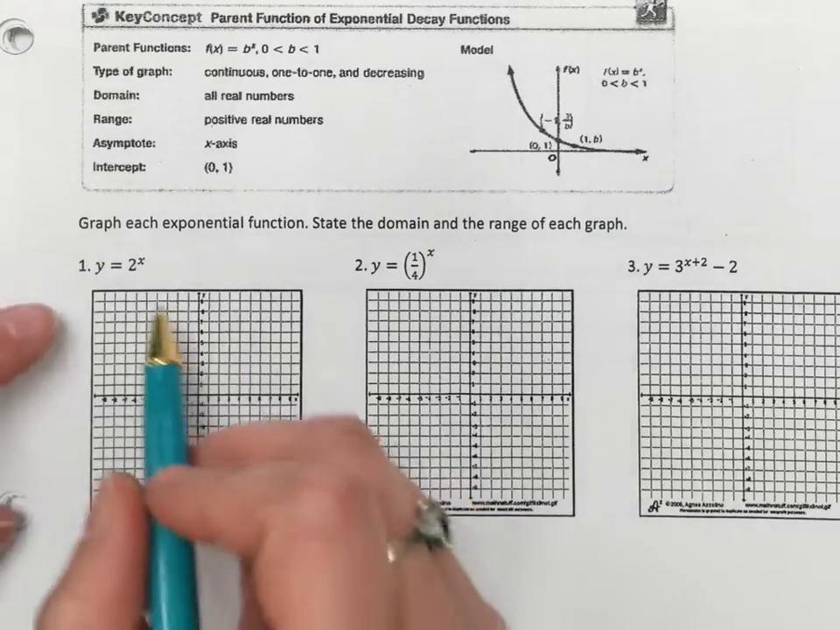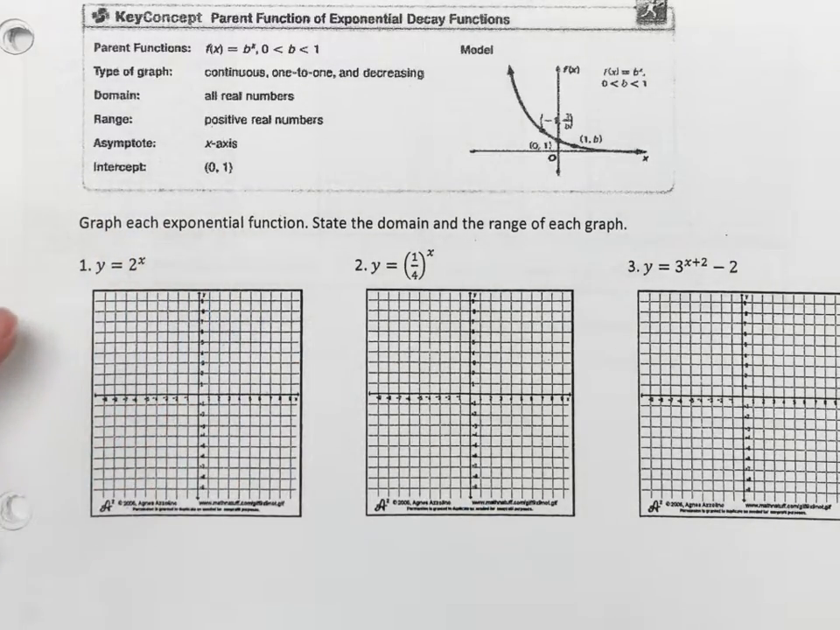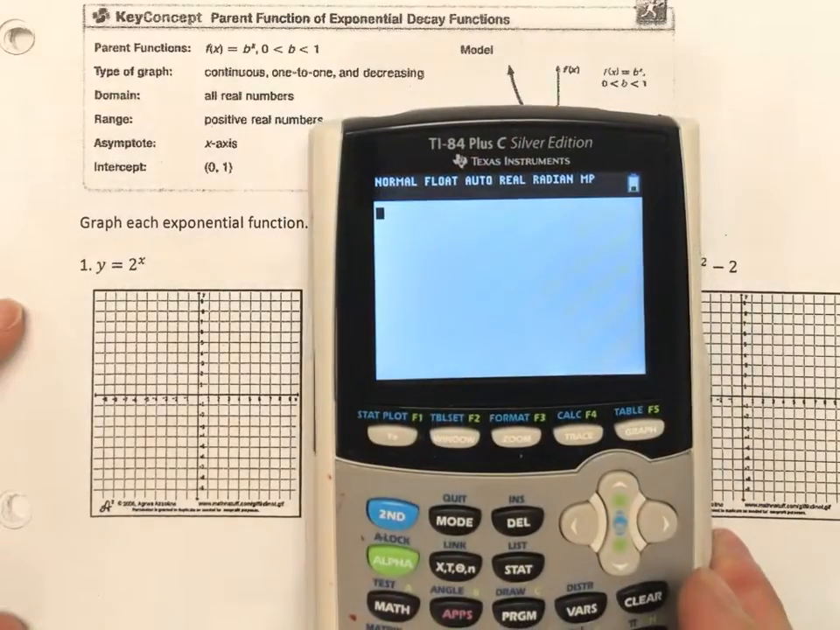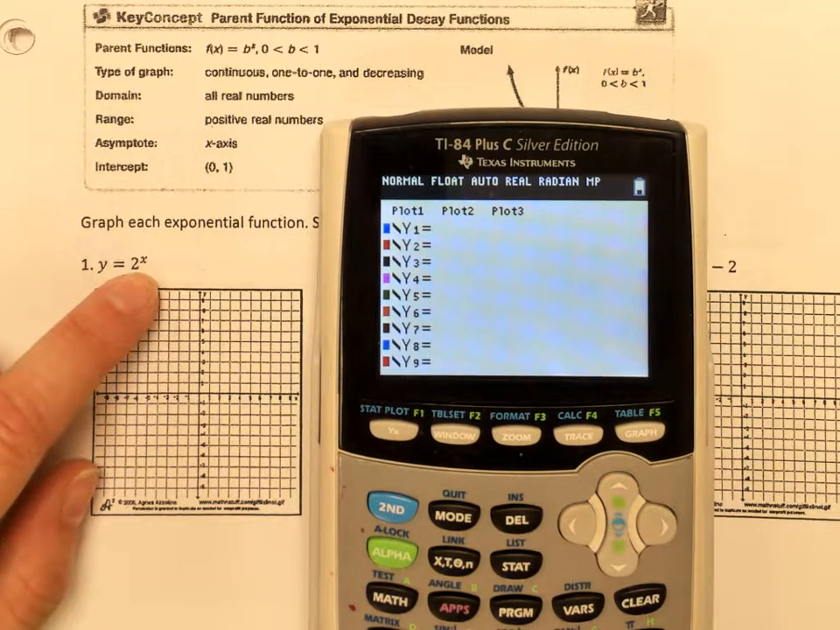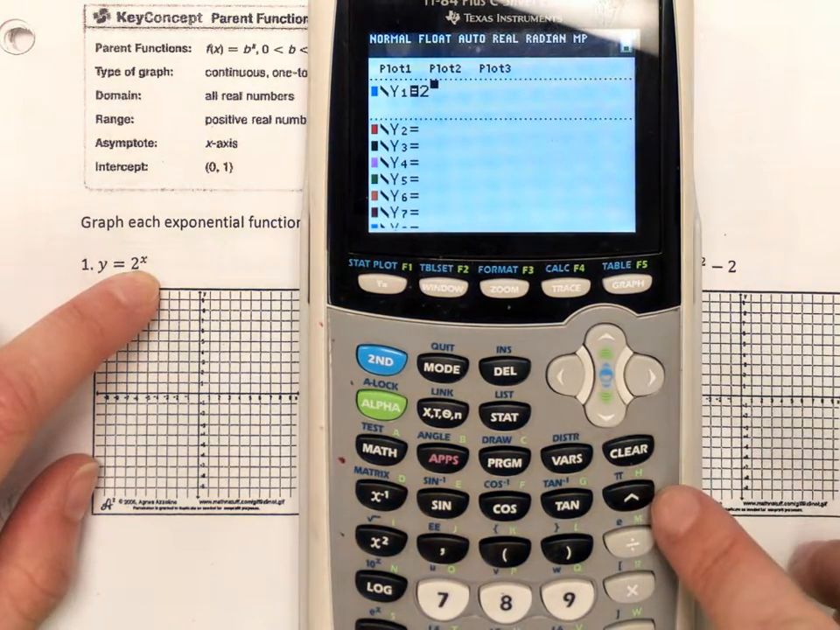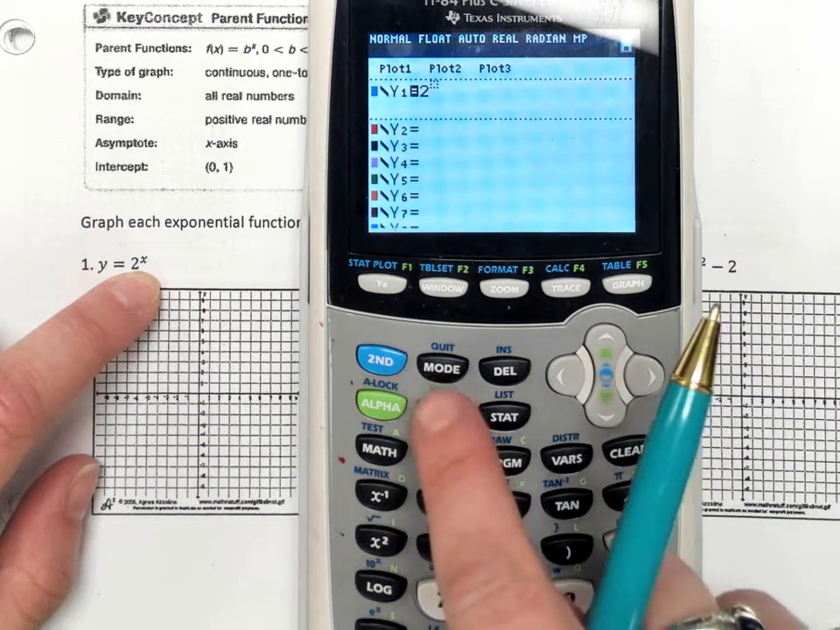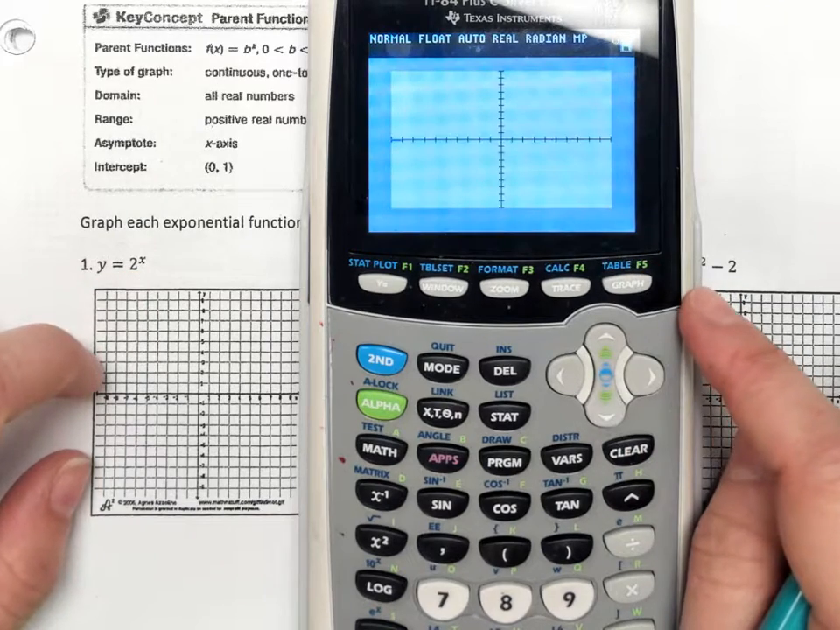All right, here we go. Graph each exponential function. So, do you have your handy-dandy calculator? Where do we go to graph something? Y equals. And what are we going to plug in? How do I put in 2 to the x? How in the world do I put that in? The little caret button right below clear, right? And then x. Y'all okay? And then what do we do? Hit the graph. That's it.